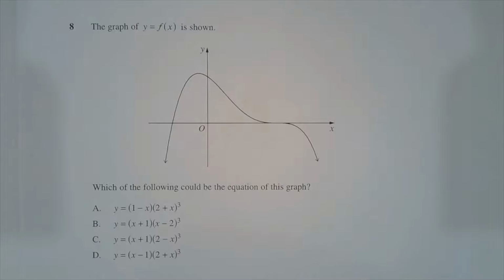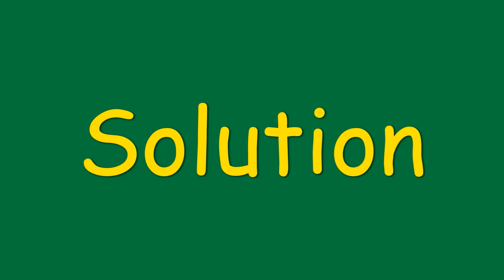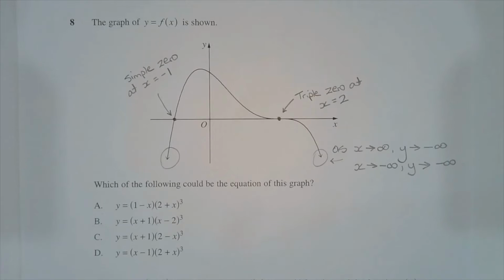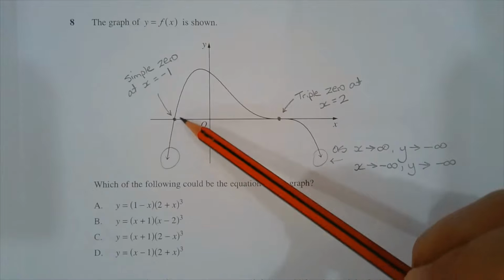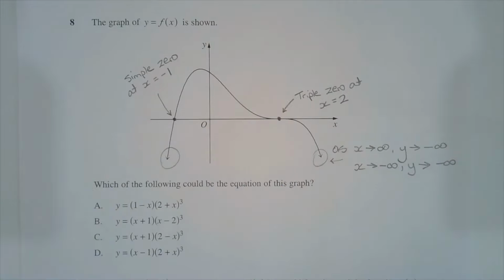Question 8. The graph of y equals f of x is shown. Which of the following could be the equation of this graph? This is a graph of a polynomial of degree 4. There's a simple 0 at x equals -1, and the shape of the curve around that point resembles a linear function with a positive gradient.